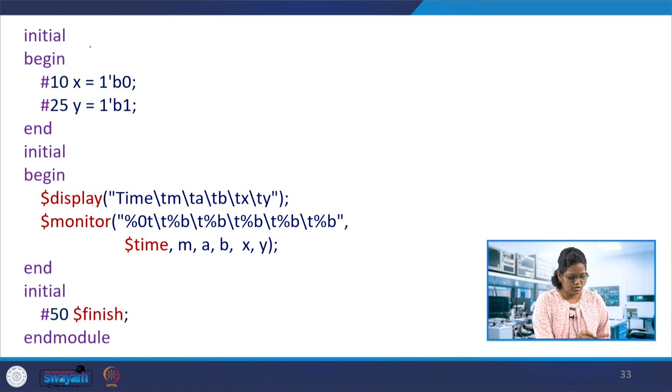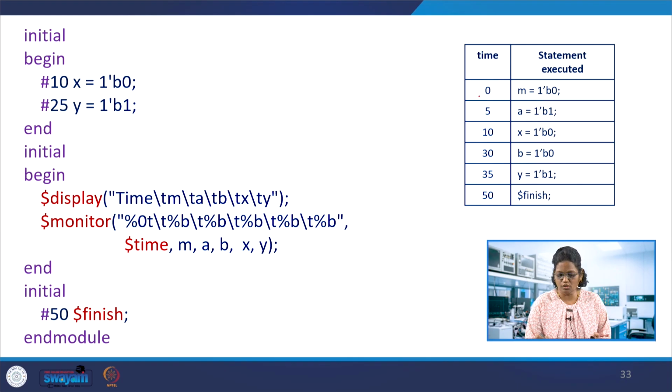So now we have these two initial blocks from the previous slide, and another three, so again five initial blocks here. When these timing controls get initiated, those are concurrent. At time t equal to 0, it checks the first initial block. Yes, at time t equal to 0, m is assigned 1'b0.